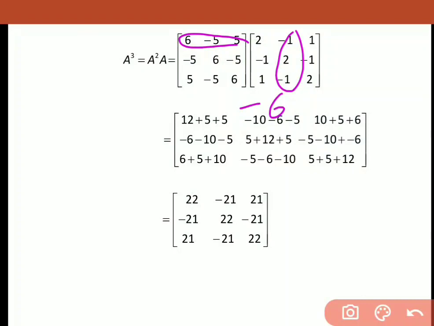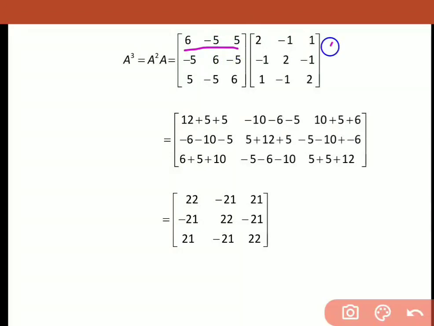Then minus 5 into 2 is minus 10. Then 5 into minus 1 is minus 5. Only the numbers are interchanged here, but the value is the same. Minus 6, minus 10, minus 5. This is minus 21. Similarly, first row into third column, here also the numbers are mismatched.